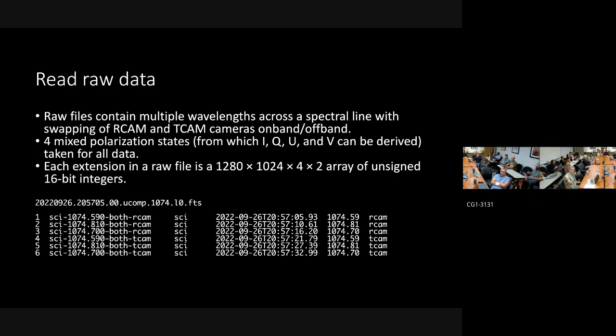Each array at this point is, as shown there, 1280 by 1024 for the physical size of the image, but you've got 4 for the polarization states, which at this point are not I, Q, U, and V. They're this mixed up thing. And then 2 is for the cameras. So even though RCAM is on band, you'll get two camera readings there. You'll get the RCAM that's on band, and then you'll get the continuum in the TCAM for that extension.